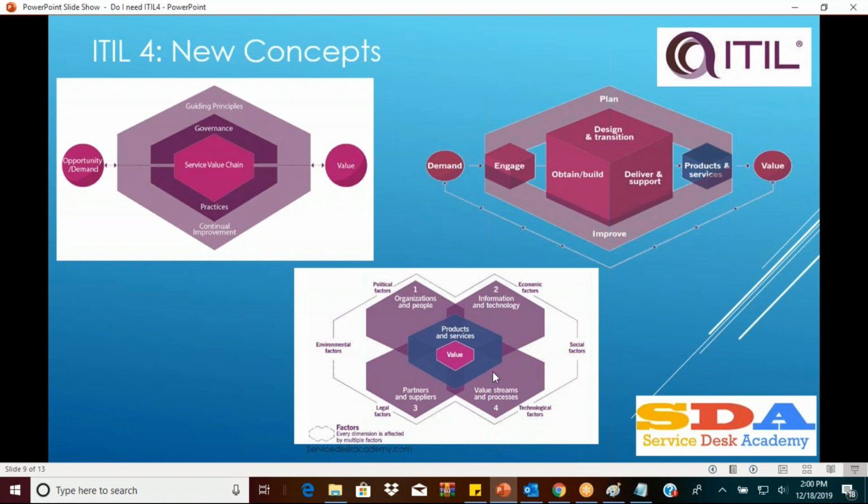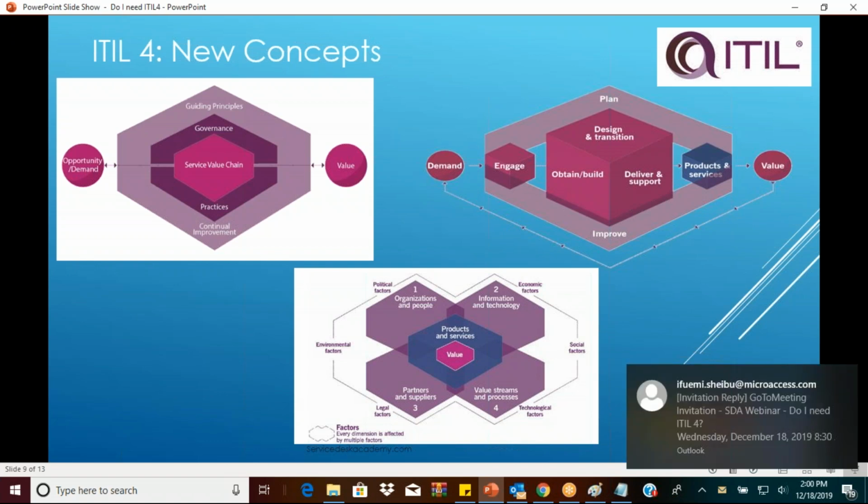Value streams, I can put it like this, are a series of sequential steps in order to eliminate the inefficiencies in work, and processes sit in value streams. So these are the new concepts that have been brought in ITIL 4. This is a very bird's eye view. This is just an aerial view that I'm giving you. It's not the complete picture that I'm trying to give you.